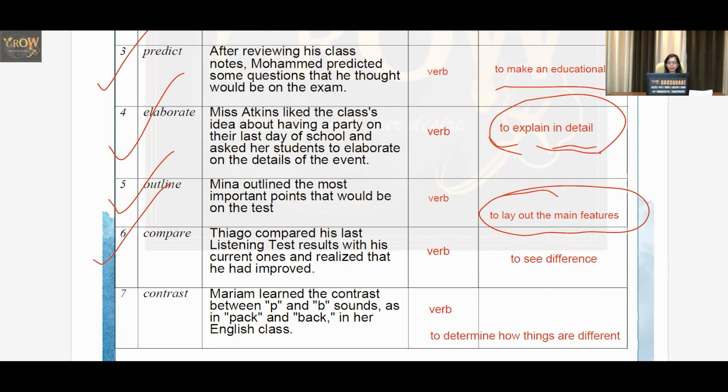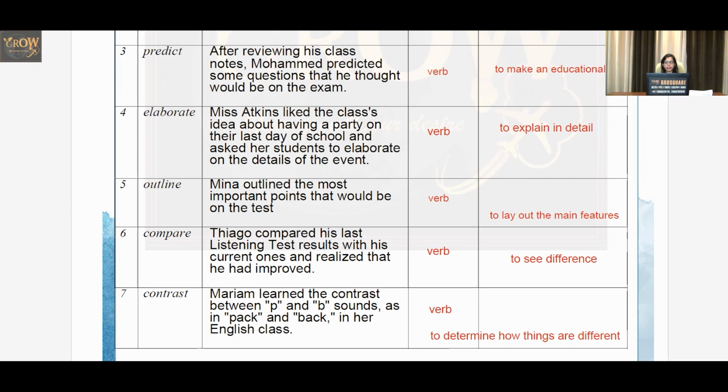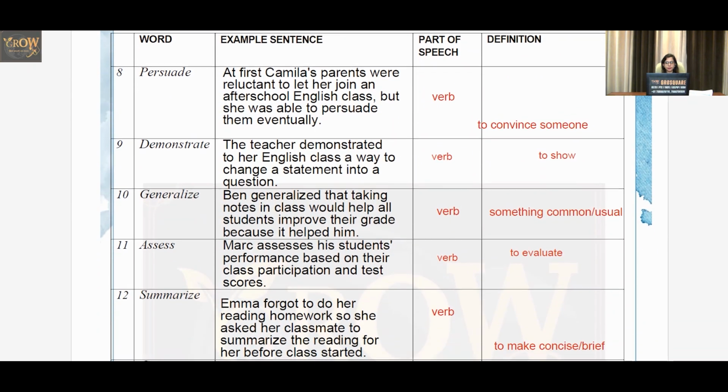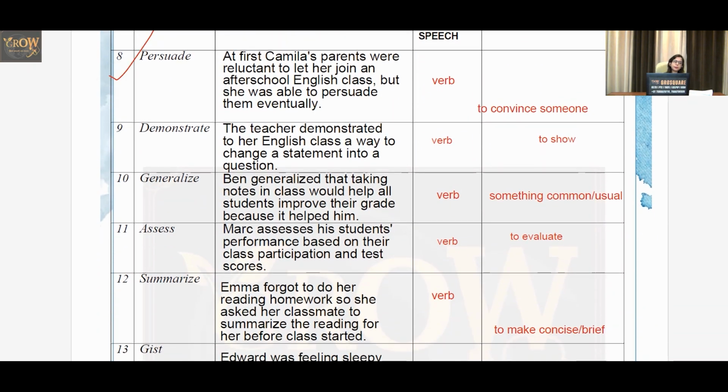Okay. Now, what is the meaning of contrast? That means to see the difference, but with details. Okay. That means to see how things are different. All right. Now let's move ahead towards the next part. All right. So this is persuade, that means to convince someone. Ninth is demonstrate, which means to show something. Okay. 10th is generalize, that means something common or usual.